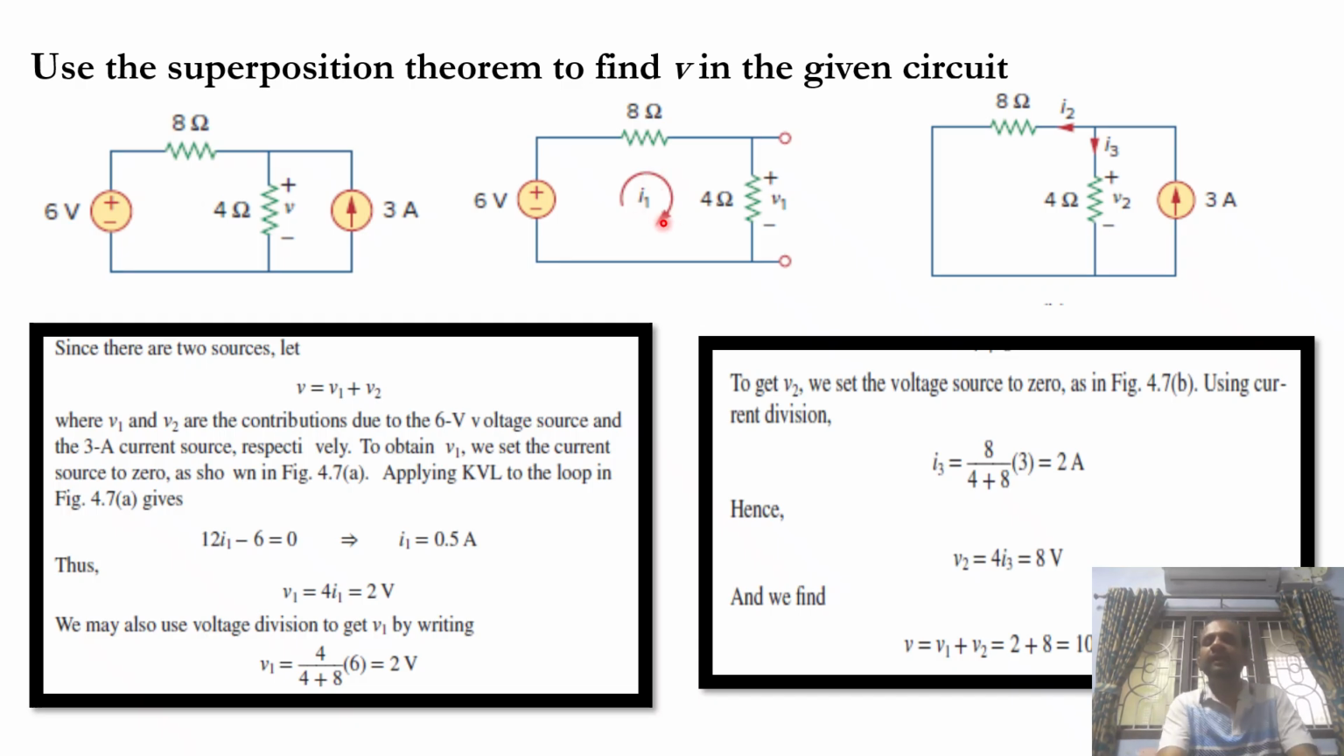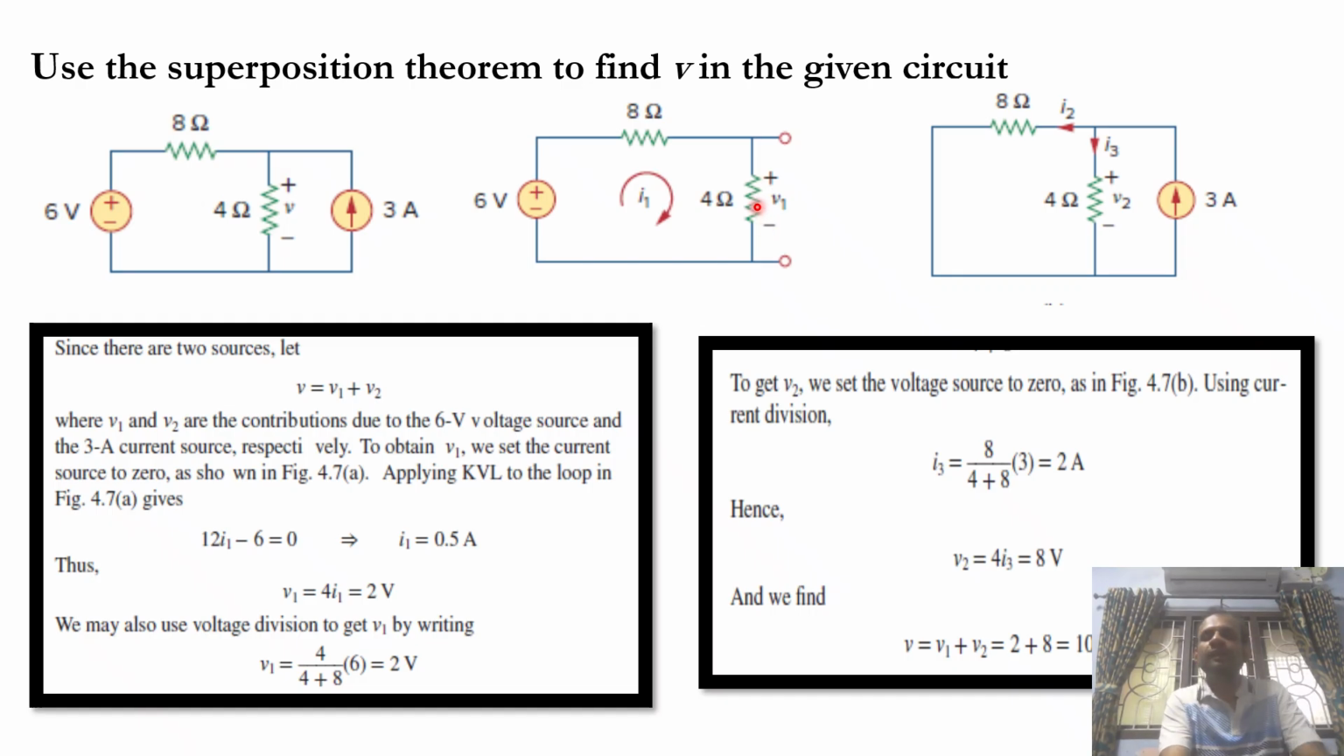How I got 0.5? I am finding out the current in this loop. So I am adding two resistances. This is open. So 8 plus 4, 12. 6 by 12 is 0.5, voltage by resistance as per Ohm's law. So I get 0.5. So what is the voltage across 4 ohm? The voltage across 4 ohm is 0.5 into 4, that is 2 volts. 2 volts is developing across the resistance R1, or V1 is 2 volts.